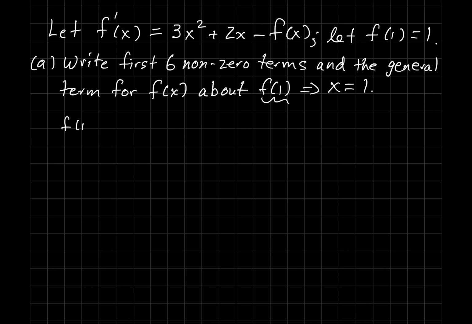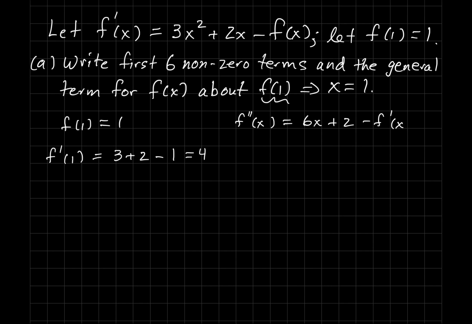Well, I know that f of 1 is 1. Okay, I gave that to you. I know that f prime of 1 is 3 plus 2 minus f of 1, which is 4. Let's start taking other derivatives now. So f double prime of x is 6x plus 2 minus f prime of x. Let's take a few more derivatives. Let's do f triple prime of x is 6 minus f double prime of x.